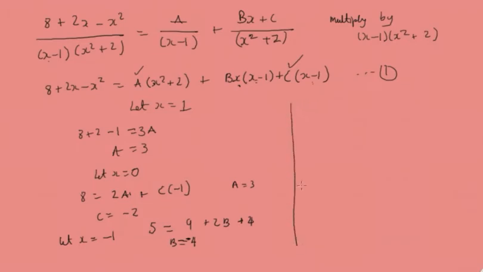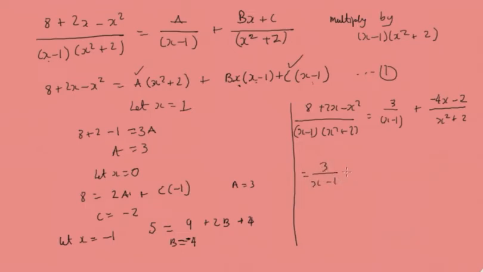Not made that clear. So then our partial fractions are going to be this. I'm not going to have much space, so let me rewrite that. A was 3, and B is minus 4, and C was minus 2 over x squared plus 2. We can rewrite that as 3 over x minus 1 minus 4x plus 2 over x squared plus 2, because it's just a bit neater and tidier.